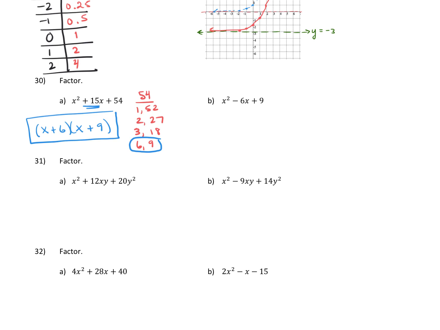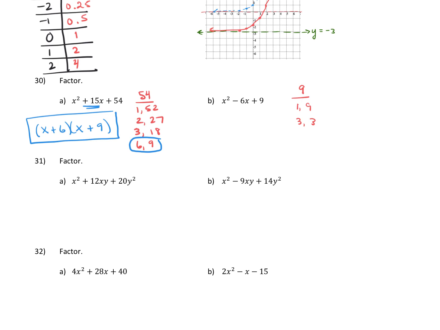All right, part B, another factoring problem. Look for a GCF first. There's no GCF. It's an x squared trinomial. There's not a number in front of the x squared, so we get to jump right to our c value and say what are factors of c, which is 9, that add up to our b value of negative 6. So factors of 9 are 1 and 9 and 3 and 3. So we're looking for a factor pair that adds up to negative 6.